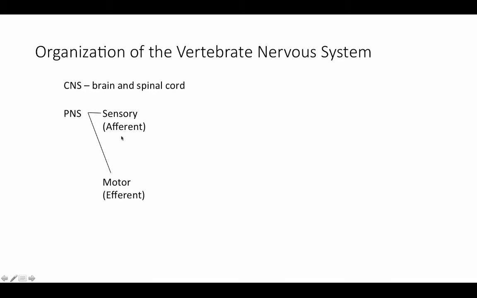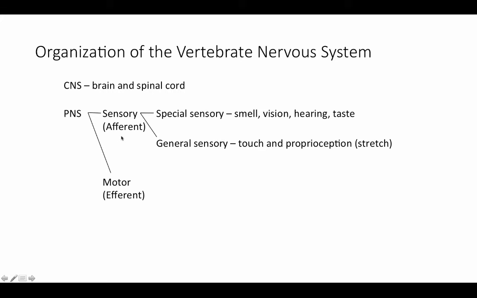So the sensory nervous system can again be subdivided into two categories. One is special sensory, and so these are the senses generally associated with the head in vertebrates: smell, vision, hearing, and taste.